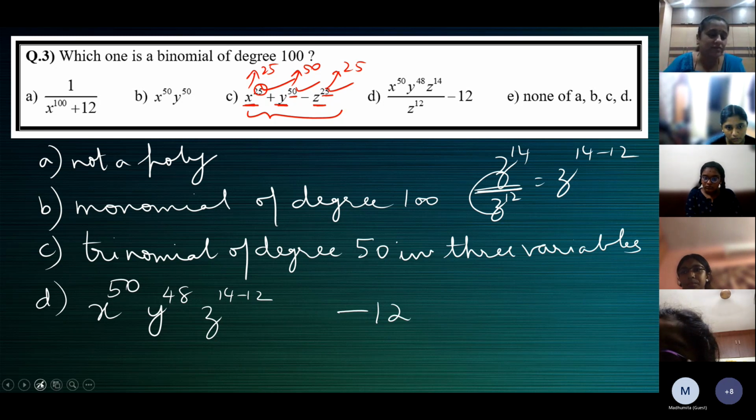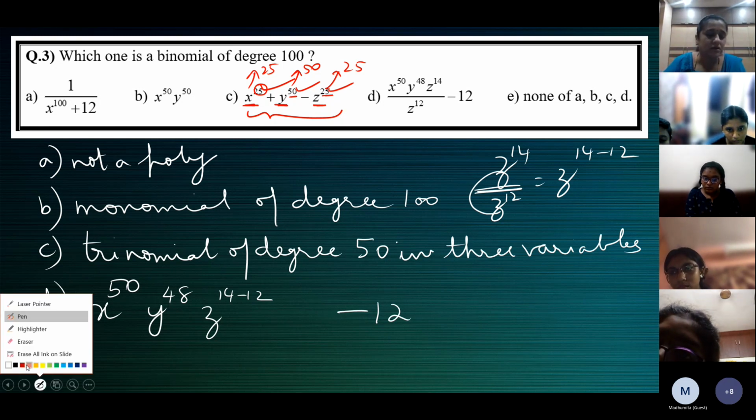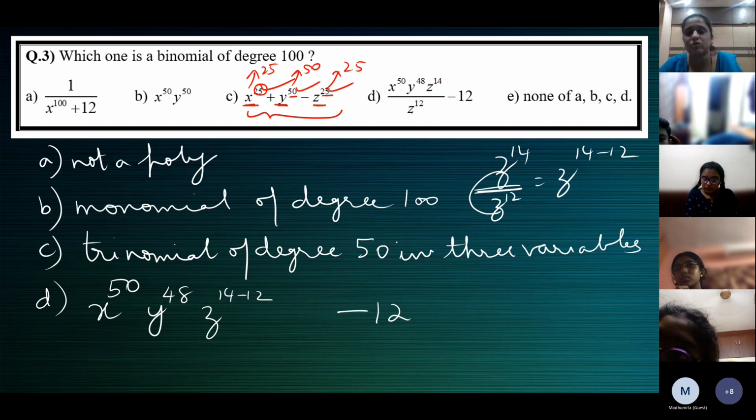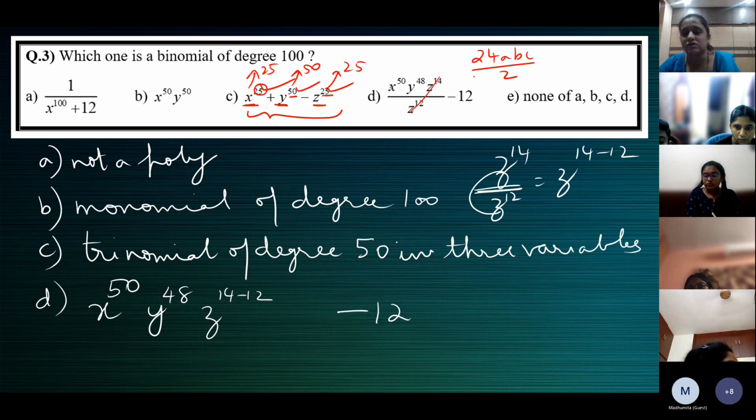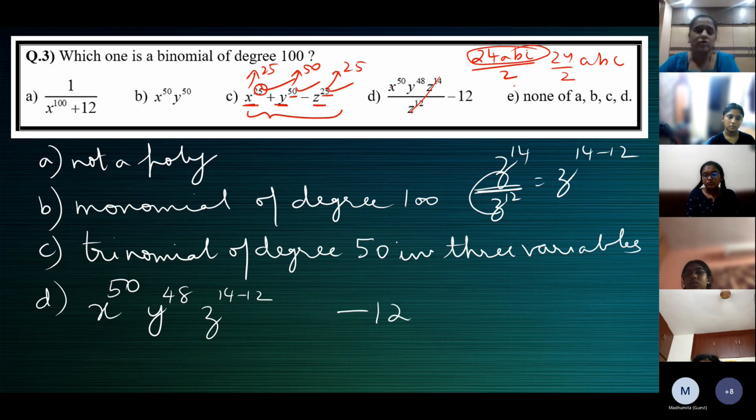Now, the doubt will be like this: you might think, why are you using the Z to the power 12 only for this one? Why not for X and Y? You cannot, see, when you have 24 ABC by 2, the denominator 2 you can use with 24. If it is 24 by 2, then it's only ABC. This 2 is not for the others, there's only one term in the numerator. Let me make it like this and you understand it yourself.